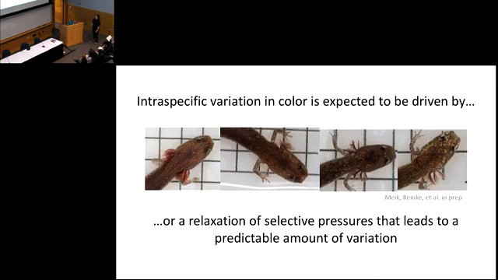Another explanation for intraspecific variation in color could be a complete relaxation of selective pressures that leads to a predictable amount of variation, like if that color is not necessarily a signal. So here we've got some salamander head patterns where we just see these different morphs that are more or less discrete, but seem to have, as far as we know, no signaling function and no adaptive function at all. It's just due to a relaxation of selective pressures.